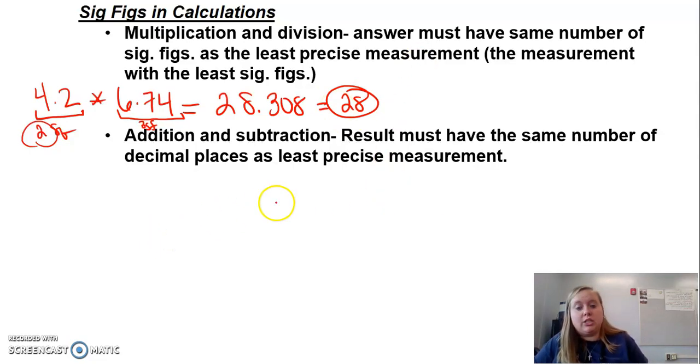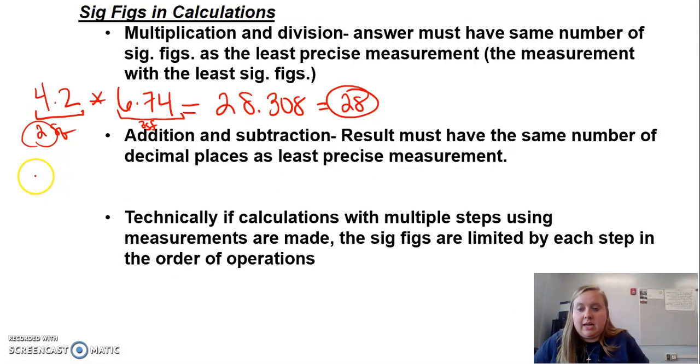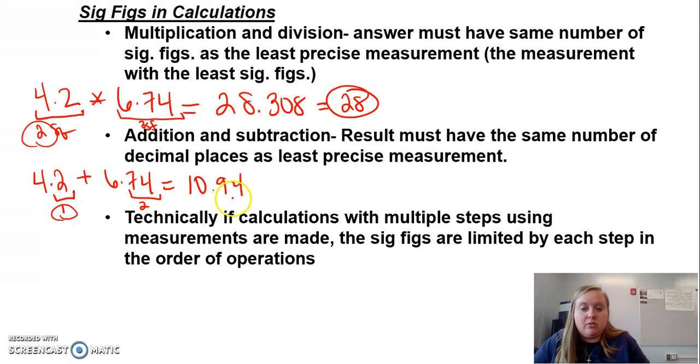When you are doing addition and subtraction, you are looking at the least precise, but instead of looking at the whole number, you're just looking at the number of decimal places. So for example, if I'm using the same numbers I did before, but now let's add them. If you were to type this into your calculator, it would say 10.94. Well, we look after the decimal point. So this one has one number after the decimal point, and this one has 2. 1 is least precise, so then my number has to only have one number after the decimal point. So then the result would be 10.9 is how I would record it.